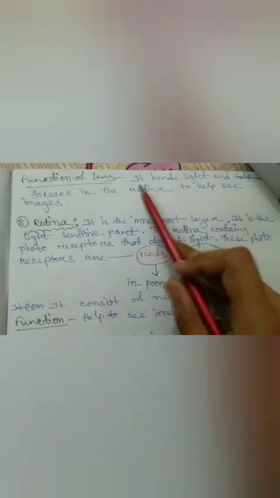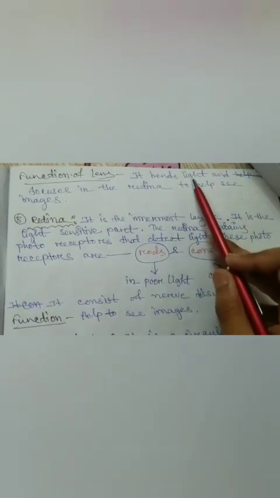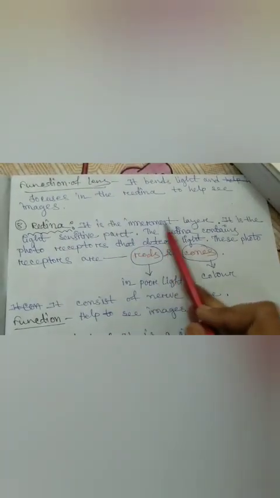Then lens. It is a curved structure in the eye. It is a biconvex transparent disc which is made up of proteins called crystallins. The function of the lens is that it bends the light and focuses it on the retina to help us see the images.